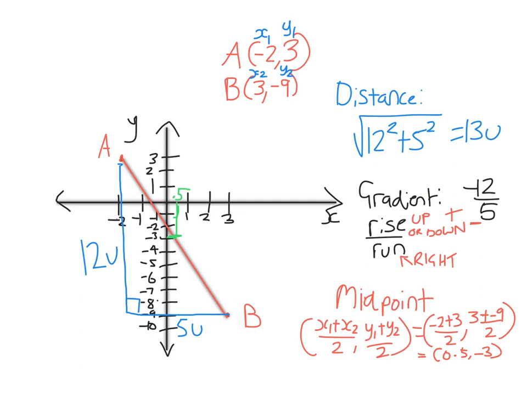So make sure you remember the formula, but it's just very intuitive. You're just adding together the two x values, dividing by 2, adding together the two y values, dividing by 2. Just taking the average of the x values and the average of the y values.